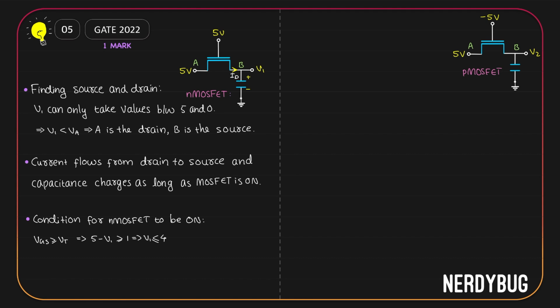It is given in the question that the capacitor is initially discharged. So initially it does not have any potential across it. So V1 starts with 0. When V1 is 0, obviously the MOSFET is on. So current will flow from the drain to the source and that will charge the capacitor and the potential will increase. So potential starts increasing from 0.